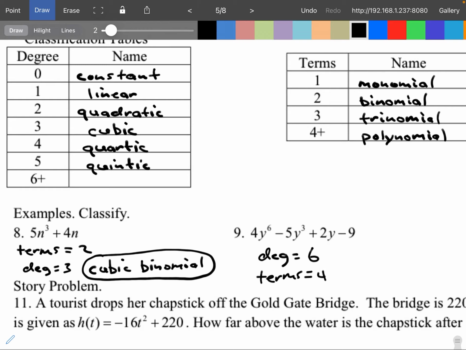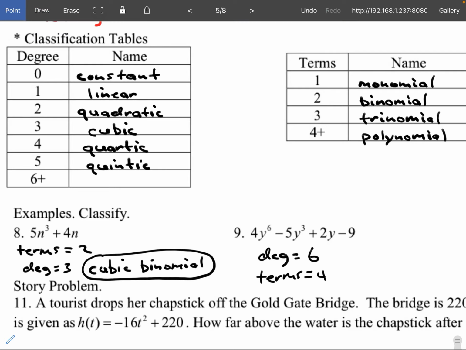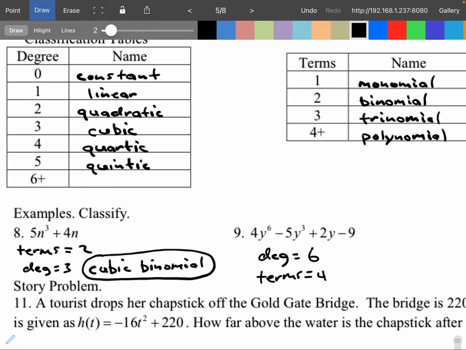So again, now we just go up in those tables and read off the names. So if it's degree 6, well, degree 6 doesn't really have a special name. You just say it's a 6th degree polynomial. And then if it's got 4 terms, again, it's just a polynomial. If it's got 4 or more terms, we're just going to call it a polynomial. So we're going to name it as a 6th degree polynomial.